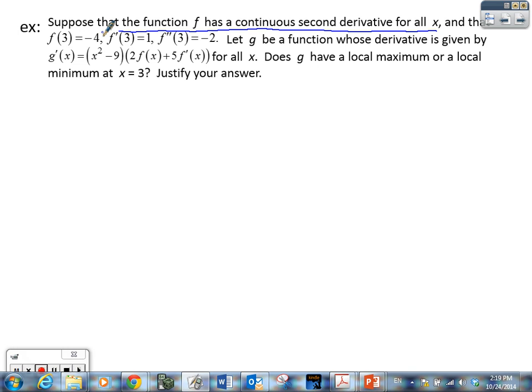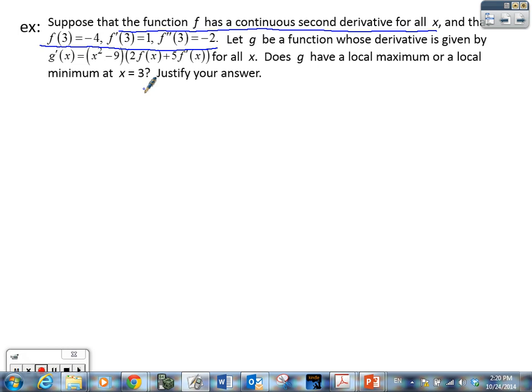Then they give us some random, at this point, we think these are random numbers. We have no idea what to use them for, so let's just kind of keep them on the side. Let g be a function whose derivative is given by, we have this. Does g have a local maximum or a local minimum at 3? Justify. All right, so what would we need to do? We would need to determine the zeros of the first derivative, right? We need to determine that. They're telling us to figure it out at x equals 3, but they're not telling us that that means that there's a 0 there, that the first derivative is 0 at 3.